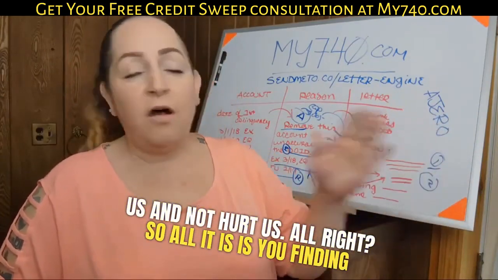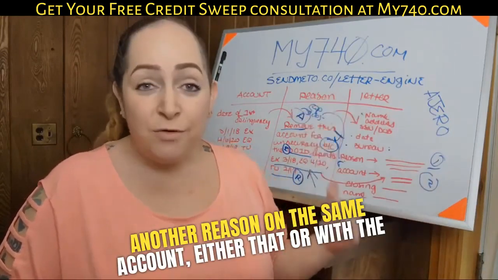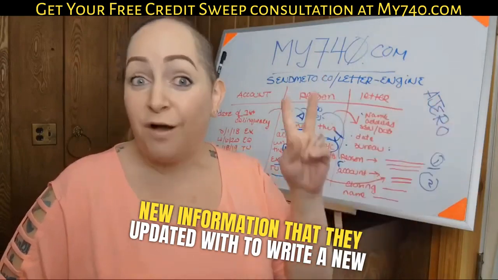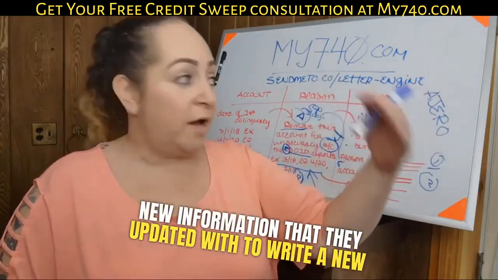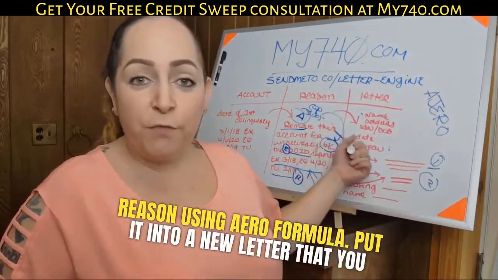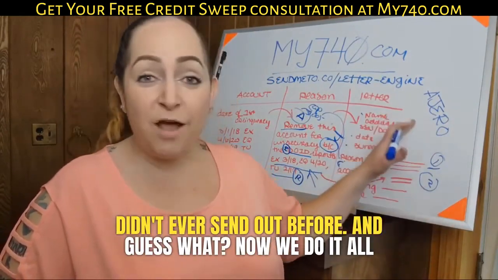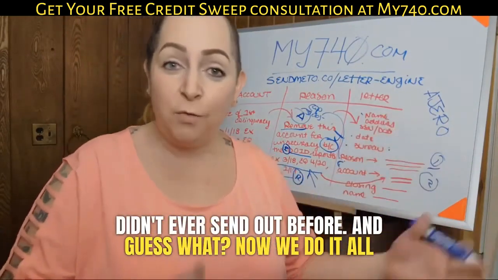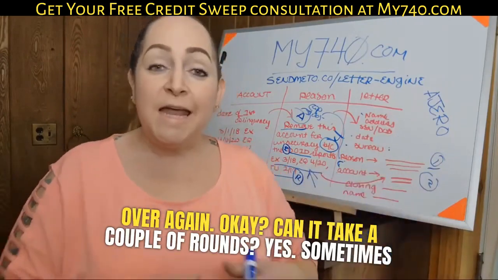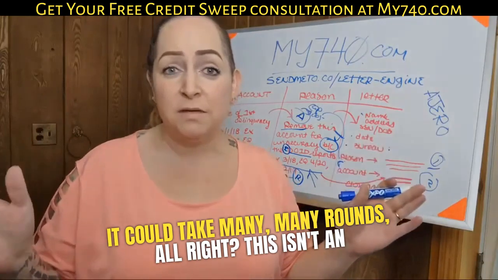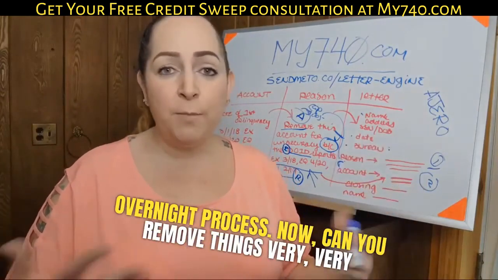All right. So all it is, is you finding another reason on the same account, either that or with the new information that they updated with, to write a new reason using the Agero formula, put it into a new letter that you didn't ever send out before, and guess what? Now we do it all over again, okay? Can it take a couple of rounds? Yeah, sometimes it could take many, many rounds. All right. This isn't an overnight process.